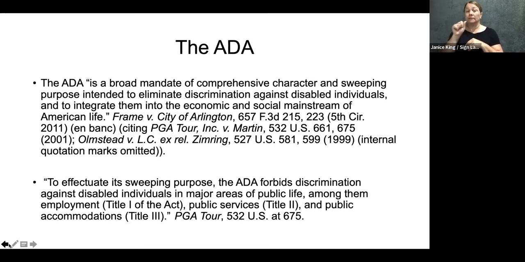The ADA is a broad mandate of comprehensive character and sweeping purpose intended to eliminate discrimination against disabled individuals and to integrate them into the economic and social mainstream of American life. Today's presentation is going to focus on the economic, although we also are going to mention the social mainstream of American life. But to effectuate its purpose, the ADA forbids discrimination against individuals with disabilities in major areas of public life, among them employment, which is covered mainly by Title I of the ADA, although it is also covered by Title II, which covers public services or state and local governments. And then Title III of the ADA covers public accommodations. We won't be talking about them so much today, but our focus is mainly on Title I, to a smaller degree on Title II.